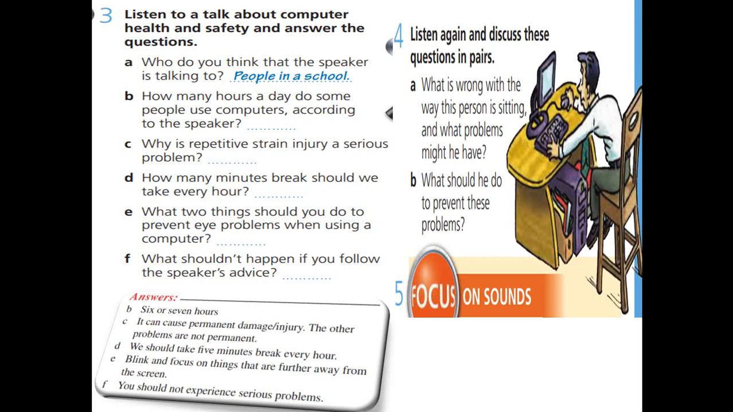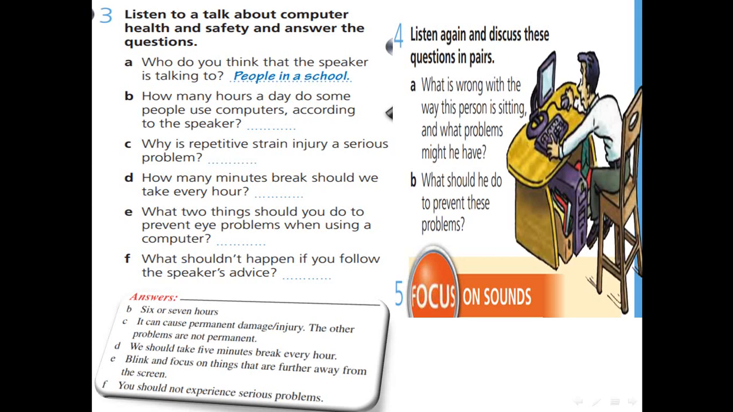Number E. What 2 things should you do to prevent eye problems when using a computer? You should blink and focus on things that are further away from the screen. Number F. What shouldn't happen if you follow the speaker's advice? Of course, you shouldn't experience serious problems. Now we come to exercise number 4. Listen again and discuss these questions in pairs.